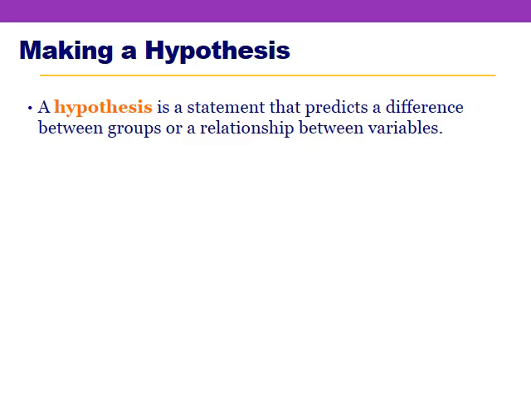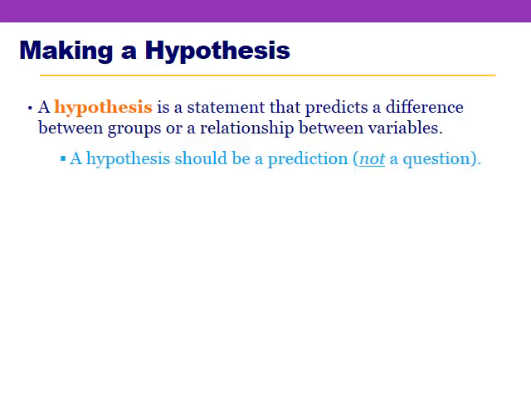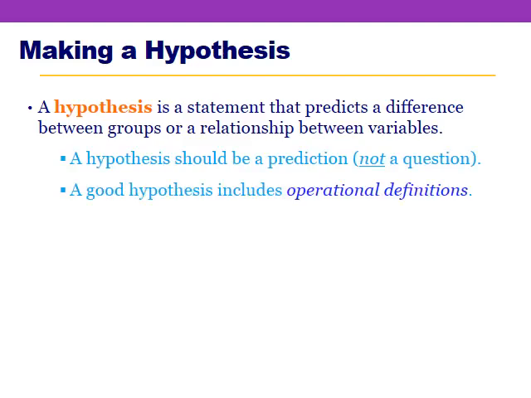We could also hypothesize that men and women are different in terms of the number of pairs of shoes that they own, one of the questions that you answered in your class survey. Each of those would be an example of a good hypothesis. Again, what makes a good hypothesis is that it's a statement, not a question, and it should define the thing that we're measuring. So it should include the operational definitions of our variables.